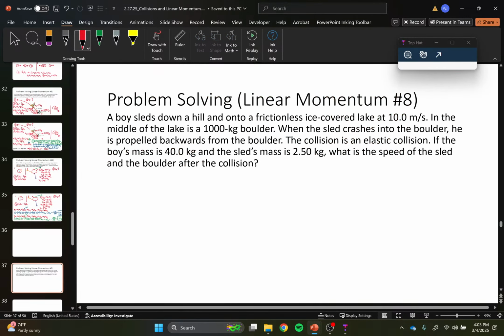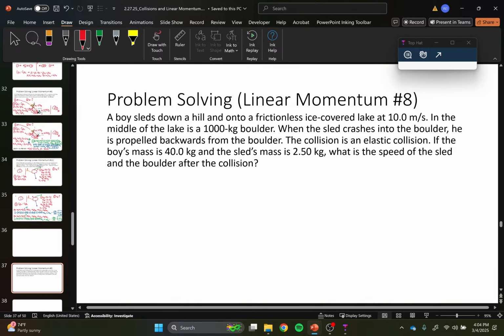So, anyway, a boy sleds down a hill and onto a frictionless ice-covered lake at 10 meters per second. In the middle of the lake is a 1,000-kilogram boulder. When the sled crashes into the boulder, the boy and the sled bounce backwards. It's an elastic collision. That's important. If the boy's mass is 40 kilograms and the sled's mass is 2.5 kilograms, what's the speed of the boy and the sled and the boulder after the collision?